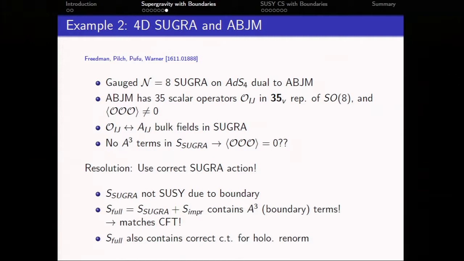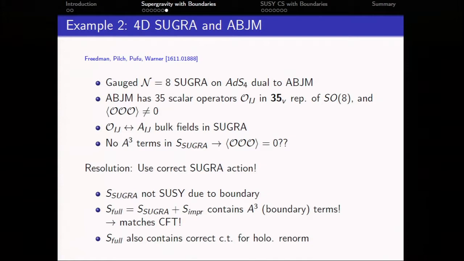And so what you do on the bulk side, on the gauged supergravity side, is you know that if you have scalar operators in your field theory, they should be dual to some bulk scalar fields. You can see which scalar fields they are. Then in principle you would think that this three-point function should be determined entirely by the A cubed couplings in the supergravity action. However, there are no A cubed terms in the supergravity action, and so you are left concluding that the three-point function of these scalar operators is zero.